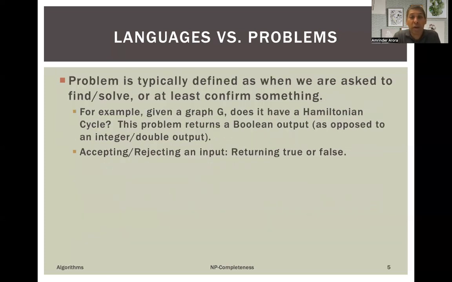Now, when we use the informal word problem, we are usually referring to something that we're trying to find or solve, or at least confirm something in the sense of a decision version of the problem. For example, we could be given a graph, and does it have a Hamiltonian cycle? That's a question we would like to answer in yes or no terms, right?